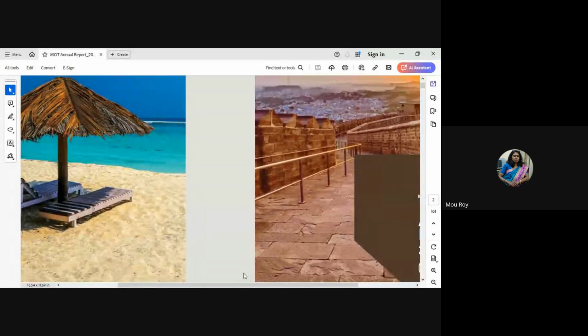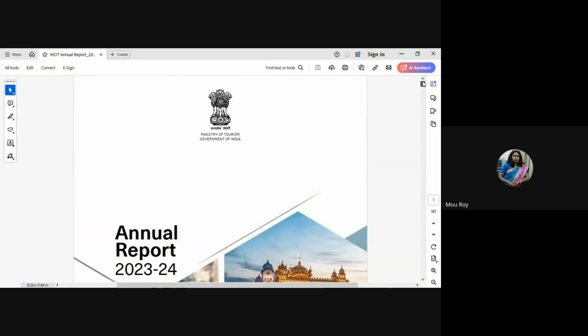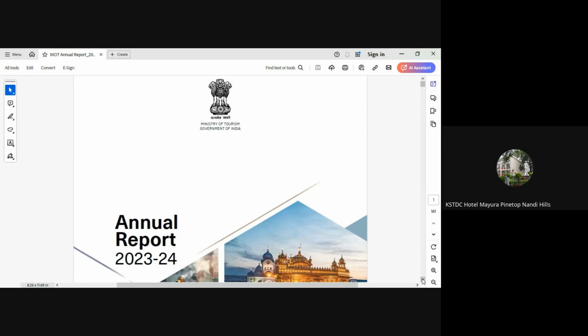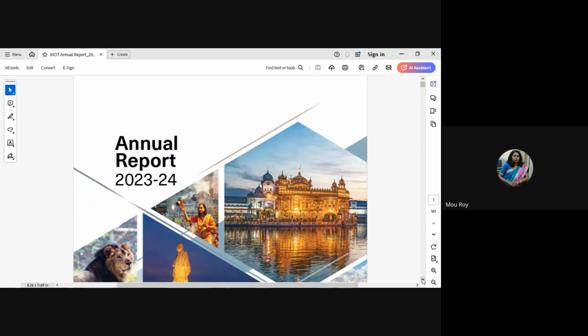Is it visible now? Yes, ma'am. So, this is the annual report of the Ministry of Tourism, Government of India. Any idea who is the Minister of Tourism? Shri Gajendra Singh Shekhawat, ma'am. No, no, he was earlier. Earlier he was there.